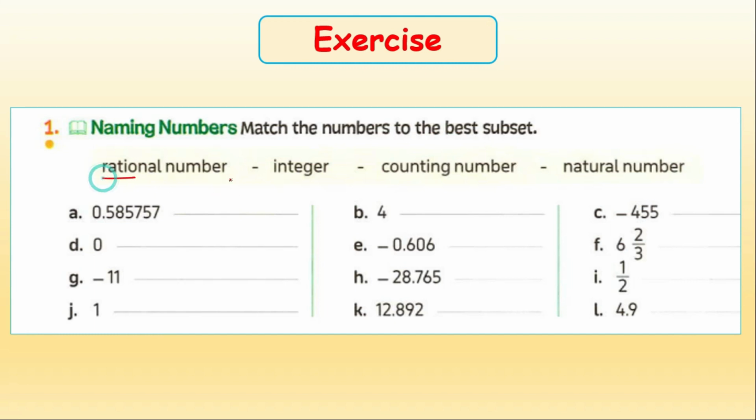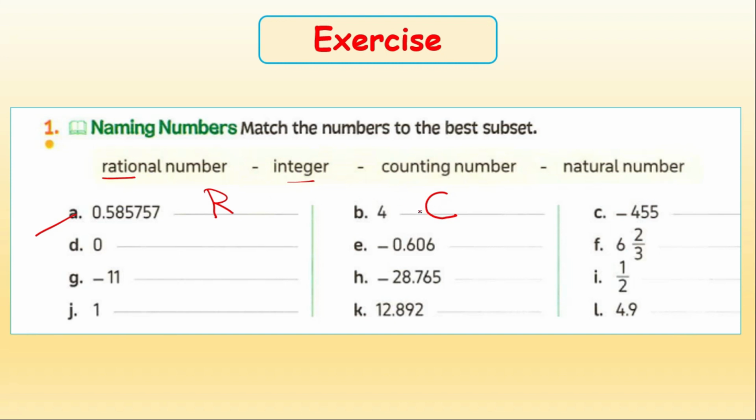في عندنا rational, integer, counting, natural number. The first number is a decimal number. Okay, so it must be a rational number. وانا هكتب اول letter من كل set عشان ننجز بس الوقت، ما نضيعش وقت كتير في الكتابة. The next number 4 for counting number. Okay, and although natural 4 already natural هو positive يبقى natural and integer and rational.